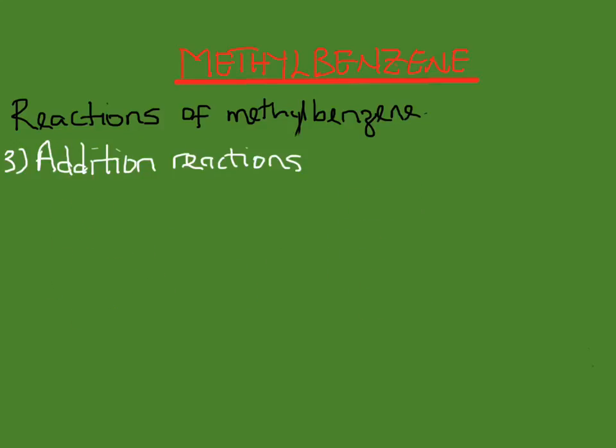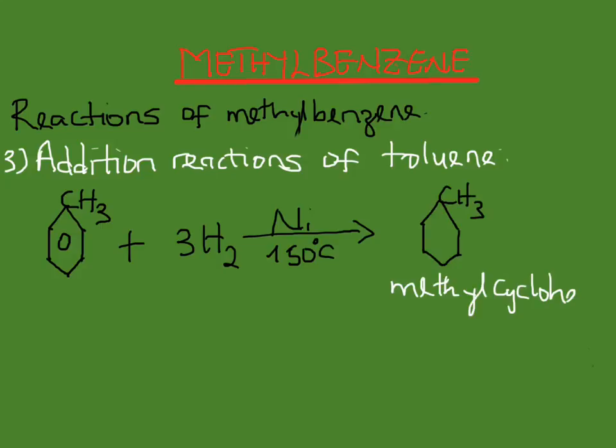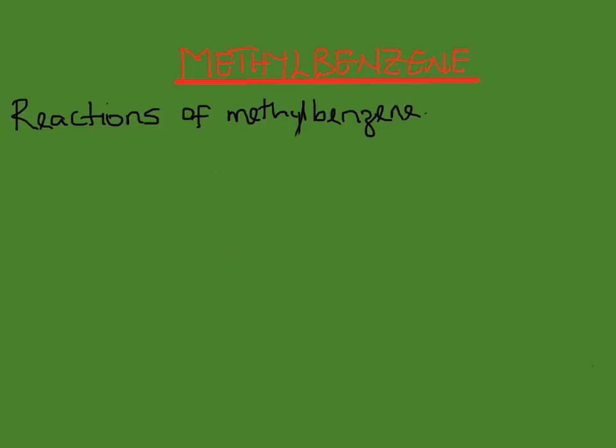Toluene can be hydrogenated at 150 degrees Celsius using nickel as the catalyst. Like you can see there, that's nickel as a catalyst to give us methyl cyclohexane. That is methylbenzene undergoing hydrogenation. That's reaction with hydrogen in the presence of nickel catalyst at 150 degrees Celsius, which is going to yield us methyl cyclohexane. The next reaction there is ring substitution reactions of methylbenzene.